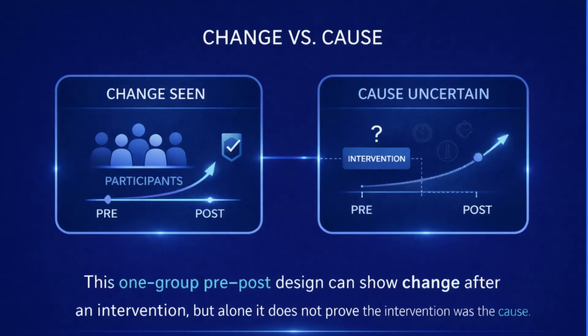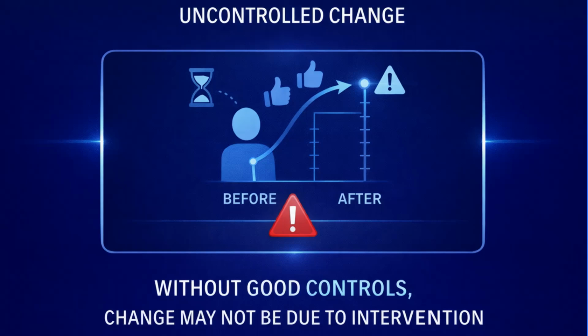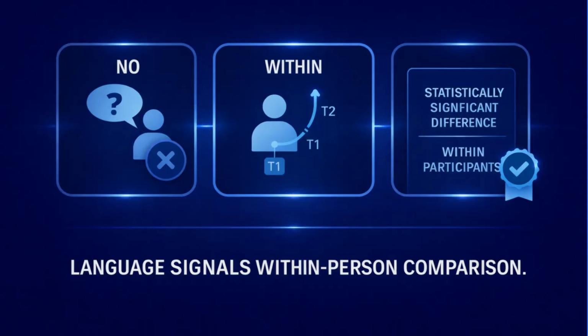It is important to understand that this design can show whether change occurred after an intervention, but by itself it does not prove that the intervention caused the change. Without a comparison group or stronger controls, other factors such as time, experience, or external events may also contribute to the observed change. Because of this structure, language matters.